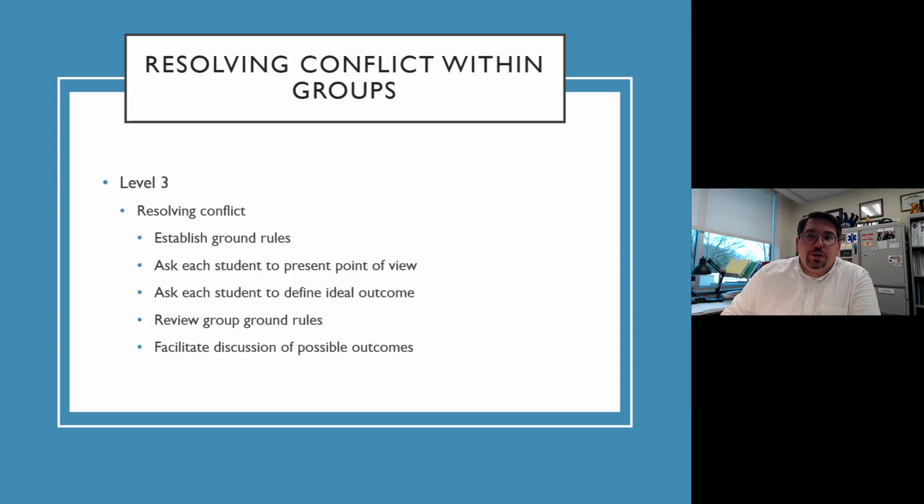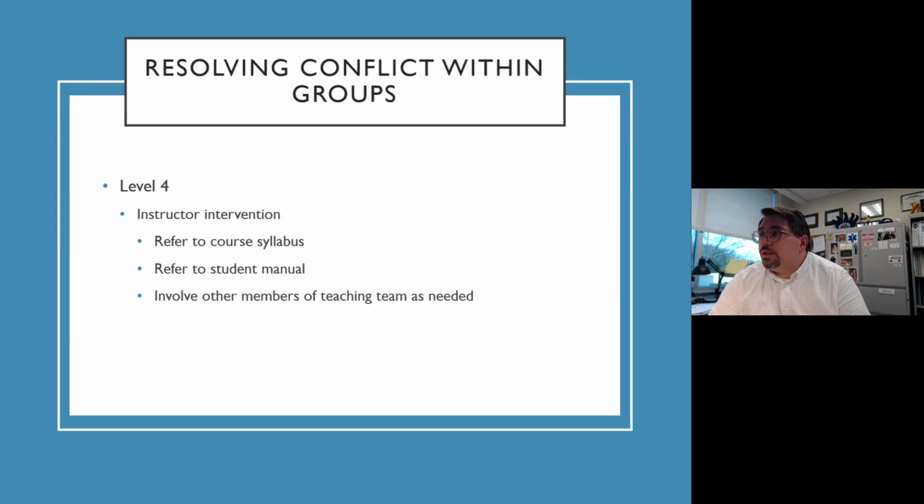Typically, we're going to have pre-established ground rules ahead of time. We may ask for each student to present a point of view that they have. We may ask each student to define what they feel is the ideal outcome for said discussion, and then review the ground rules. And you are going to have to do your due diligence to really facilitate a discussion of any possible outcomes that you're going to be dealing with.